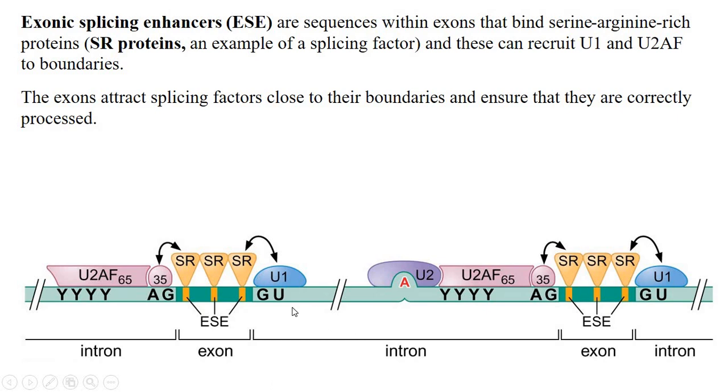Okay, here these are the sequences in exons. These are called exonic splicing enhancers, or ESEs. These sequences bind specifically to these serine arginine rich proteins. These serine arginine rich proteins act as splicing factors, and these can bring these auxiliary factors and these SNRPs to these boundaries.